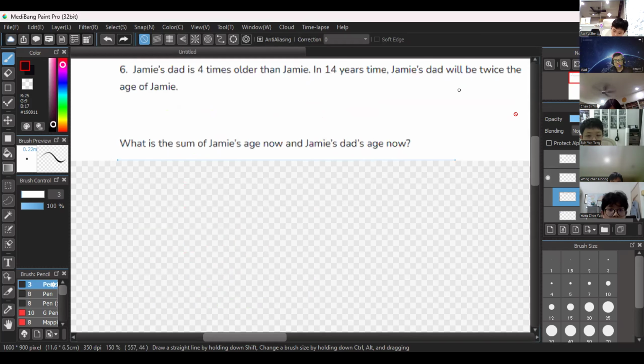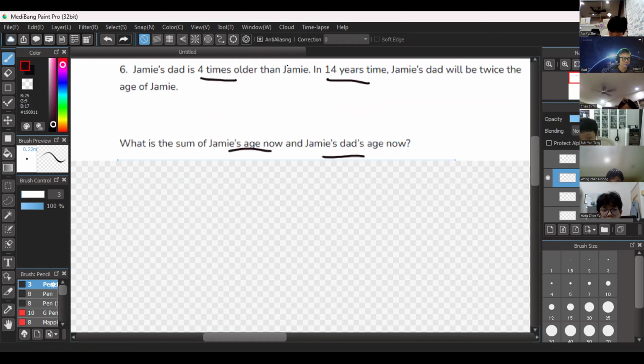Okay, so this next question here: Jamie's dad is 4 times older than Jamie, and in 14 years' time, Jamie's dad will be twice the age of Jamie. So what is the sum of Jamie's age now and Jamie's dad's age now? I think 1 minute will be enough. Okay, can. Let's start.